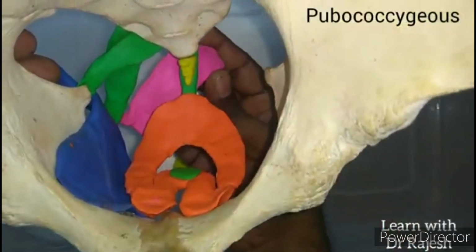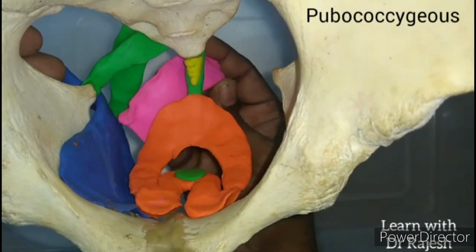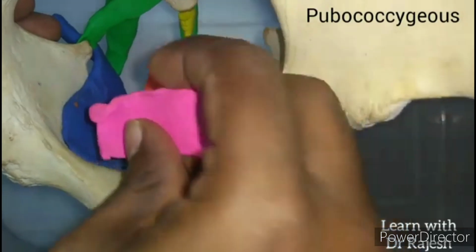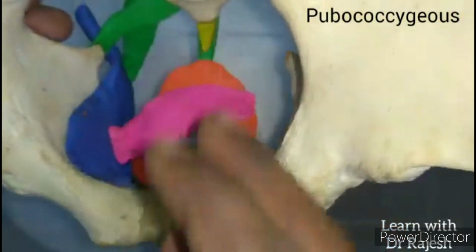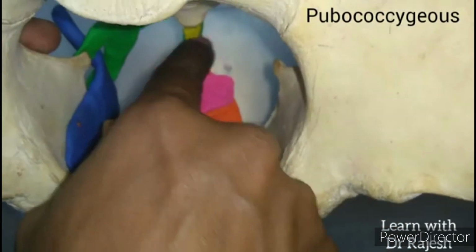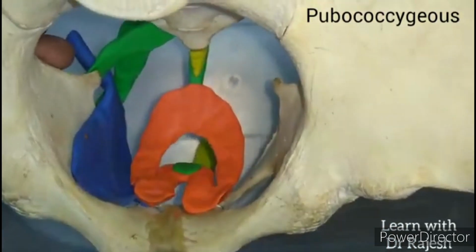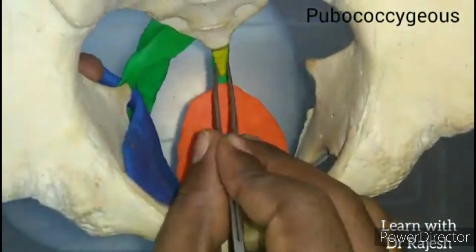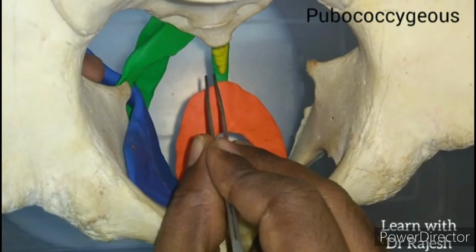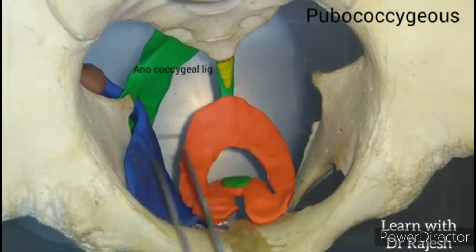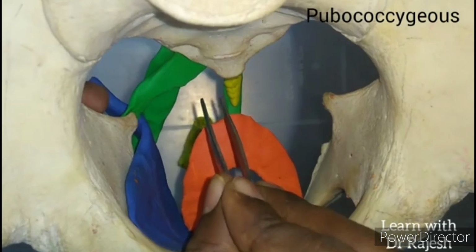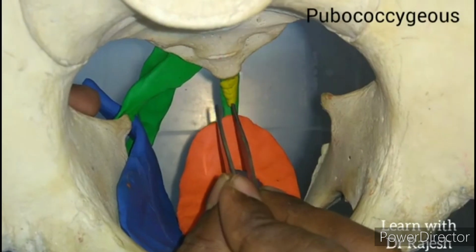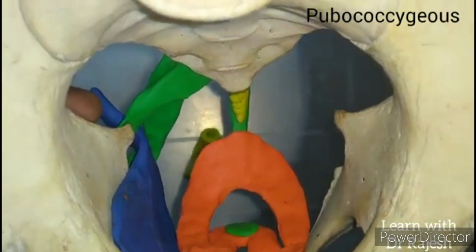Now let's see the posterior fibers of the pubococcygeus muscle. In this one, the hand which is shown is the origin of the posterior fibers of the pubococcygeus. You can see that is the coccygeal bone, and it has a ligament called the anococcygeal ligament. That green color one is the anococcygeal ligament, and the yellow color one is the coccyx bone.